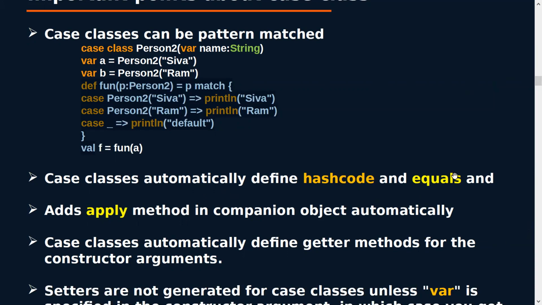Okay, if you are coming from a Java background, then you'll understand this too. Otherwise, you just know the features of it. Because of its apply method, you don't need to have a new operator. Because of its equals method, your comparisons become a bit easy.